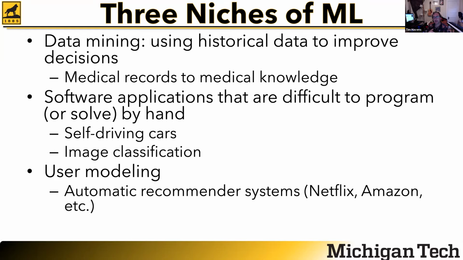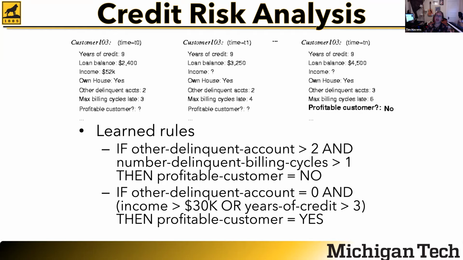User modeling. This is Google and Facebook, or Netflix and Amazon trying to sell you products. So automatic recommender systems, that's also machine learning. Just to give you a quick example, credit risk analysis. Your credit cards, or whatever the credit reporting agencies, are using machine learning to determine how likely is somebody to pay back their debt? And that score that you have is based on those things.